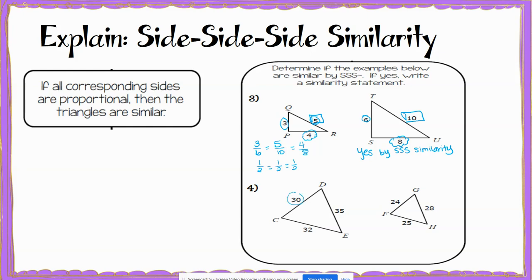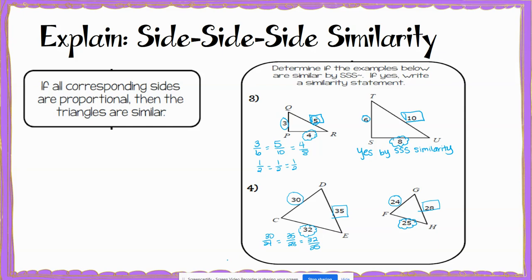Well, so we have 30, which corresponds to 24. So I'm going to say 30 over 24. Then we have 35, which corresponds to 28. And finally, we have 32, which corresponds to 25.